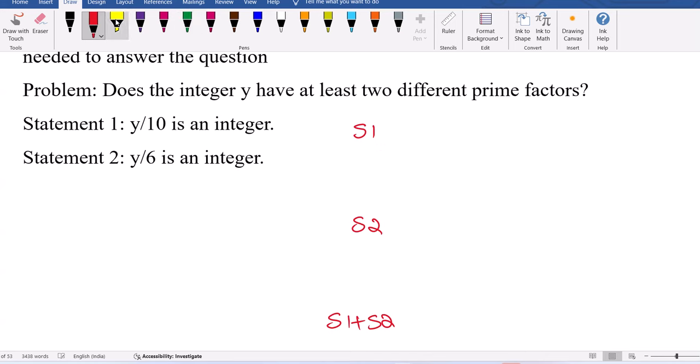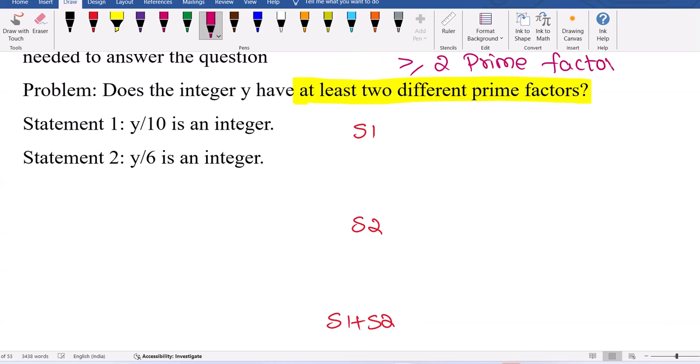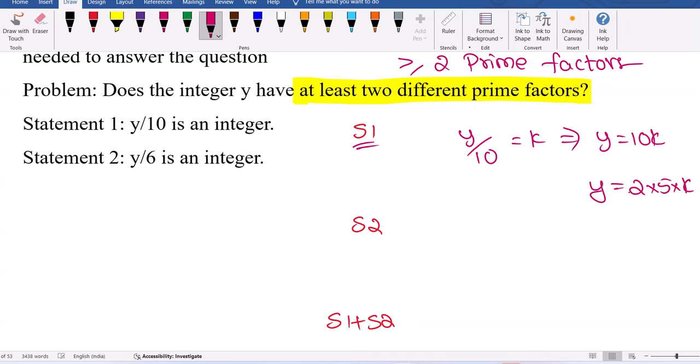At least two different prime factors means greater than or equal to two prime factors required. This means y should be divisible by two different prime numbers. y by 10 is equal to an integer, right? So let us say that is equal to 1 also, or k. Then y equals 10 into k. 10 can be written as 2 into 5. Yes, there are two prime factors. y is having two prime factors. So statement 1 alone, I can say yes.